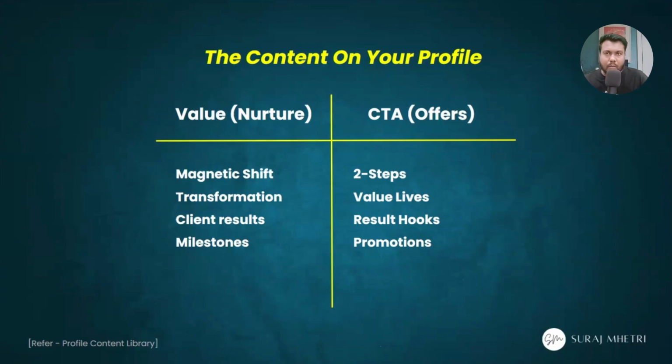We are going to talk about the CTA offers, the second column, afterwards. But first, let's see one by one. What is the first column? In the value column, as I said, you have to provide value, share stories, demonstrate your authority, build relationships, and communicate who you are and what you do.